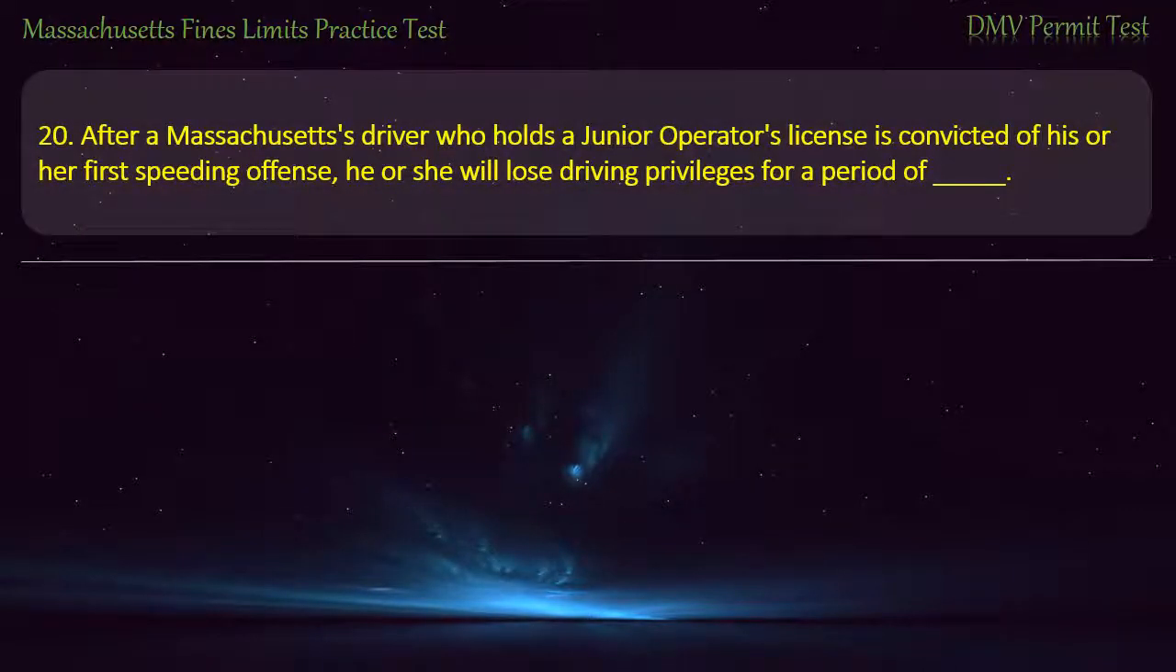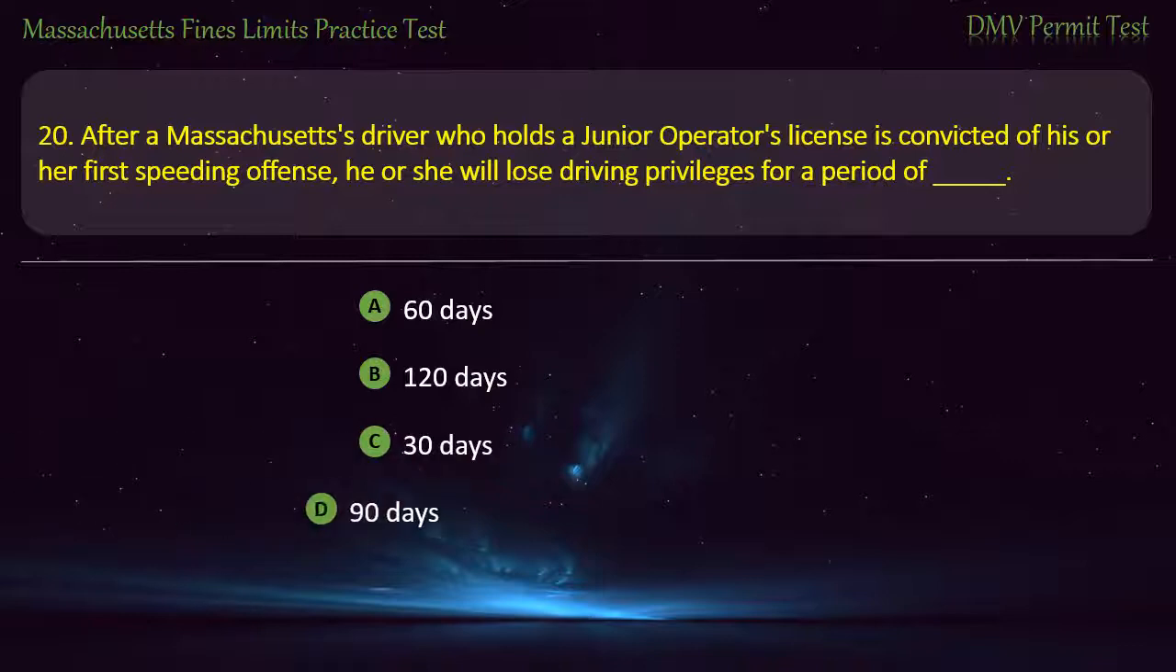Question 20. After a Massachusetts driver who holds a junior operator's license is convicted of his or her first speeding offense, he or she will lose driving privileges for a period of 60 days, 120 days, 30 days, 90 days. Answer: 90 days.